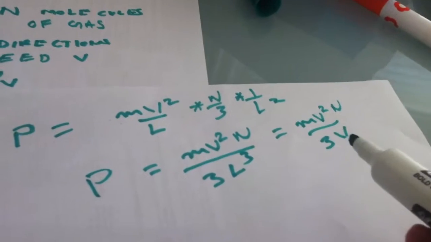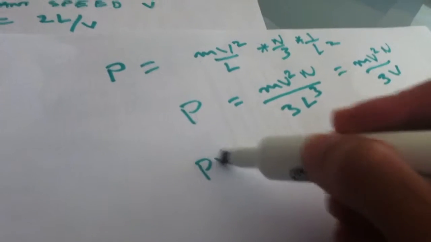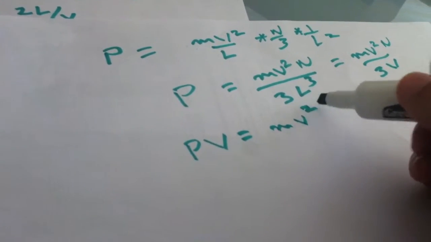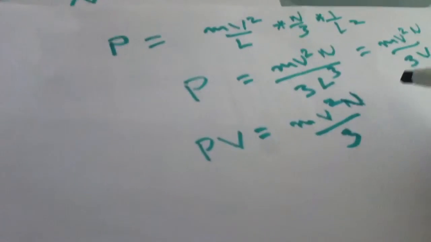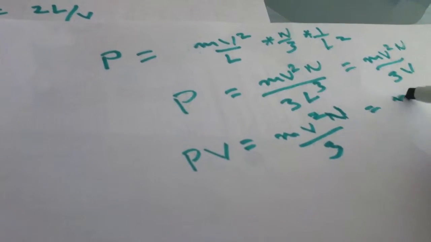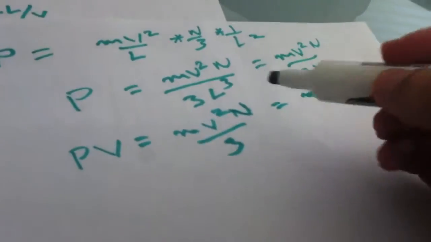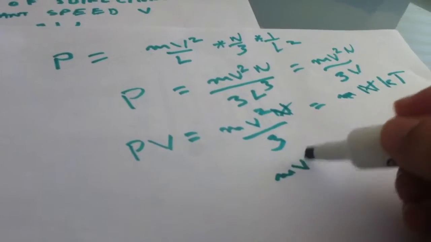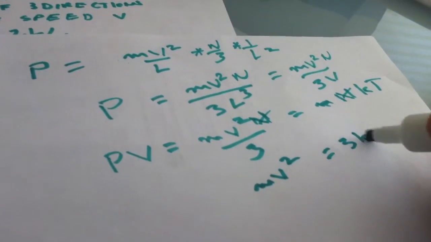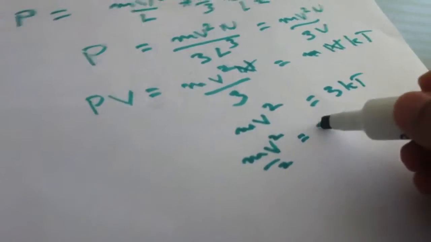And so let me just multiply both sides by V, and what that gives me is PV is mv squared n over 3. Now we also know from gas laws that this is equal to nkT, where k is the Boltzmann constant. And so you can cancel out n, and now what you're left with is mv squared is equal to 3kT, and I'm going to write this down as mv squared over 2 is 3kT over 2.